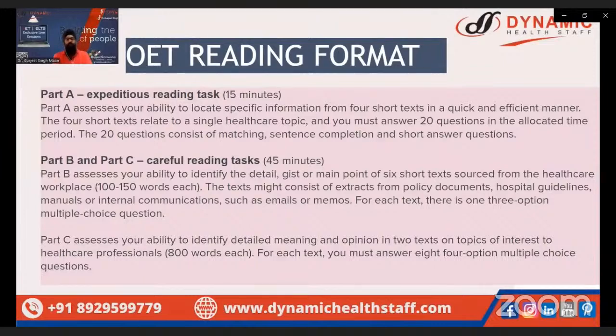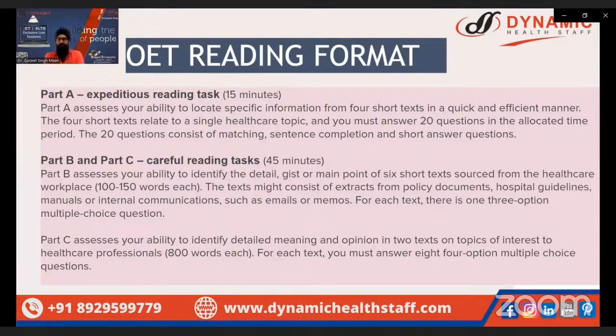Now, what will these questions be about? These all will be related to four texts. There will be four short texts which will be related to a single healthcare topic. For example, let's just assume diabetes. The first text will be related to diabetes, the second can be types of diabetes, the third can be symptoms of diabetes, the fourth can be diagnosis and treatment. Anything you can think of.